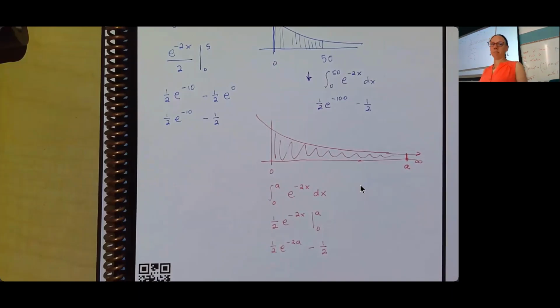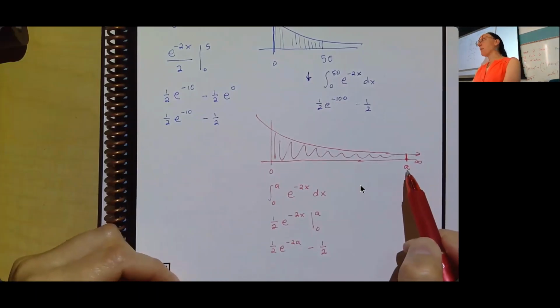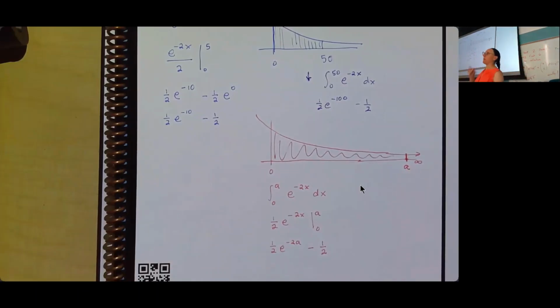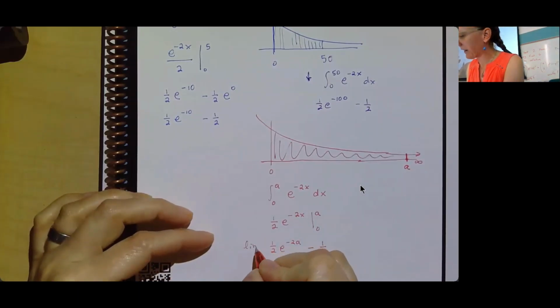And then we do the mathematician thing and say, we didn't really want this to be at A. We wanted to push it all the way to infinity. And pushing it all the way to infinity means I need to take the limit as A approaches infinity.